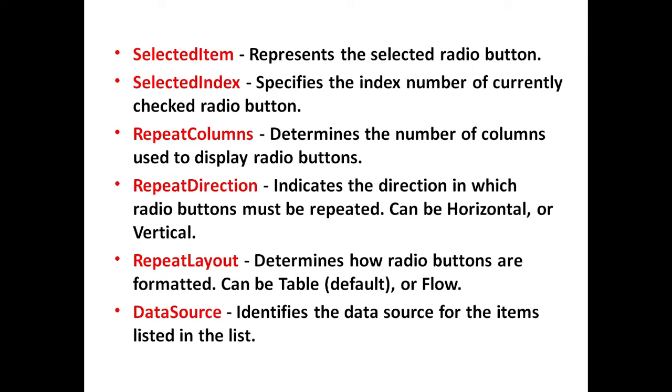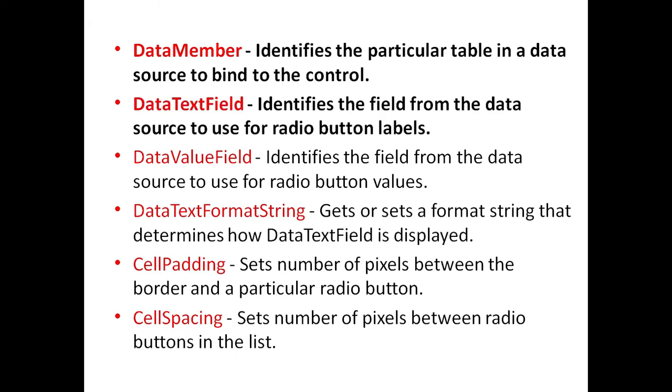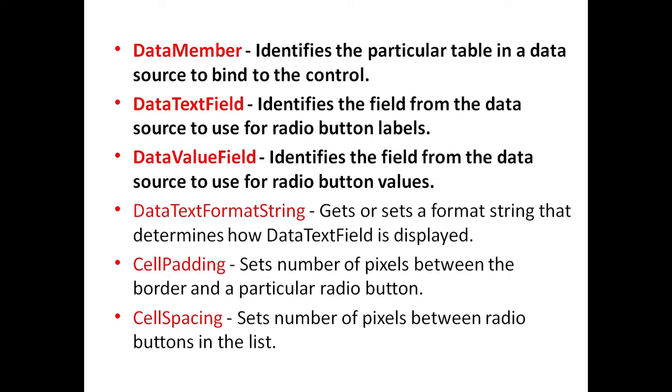Data source identifies the data source for the items listed in the list. Data member identifies the particular table in a data source to bind to the control. Data text field identifies the field from the data source to use for radio button labels. Data value field identifies the field from the data source to use for radio button values.